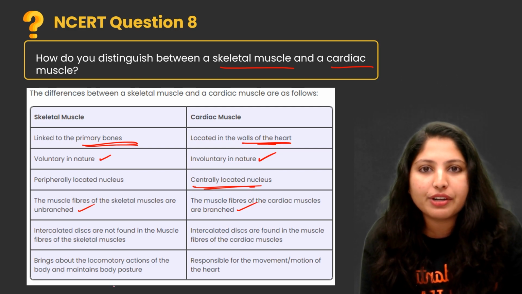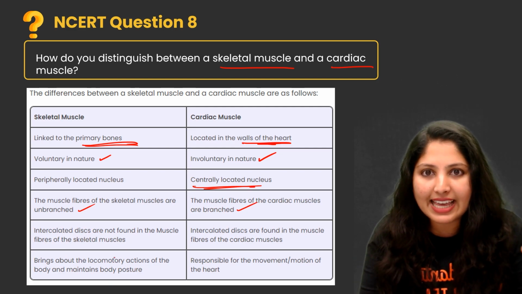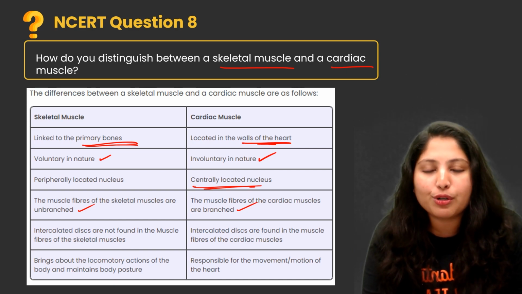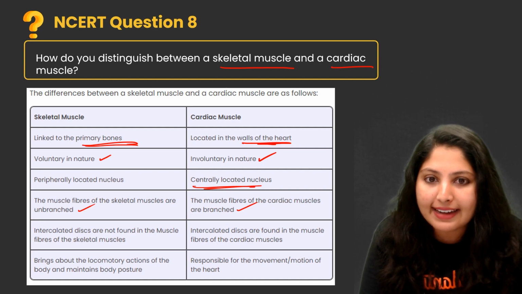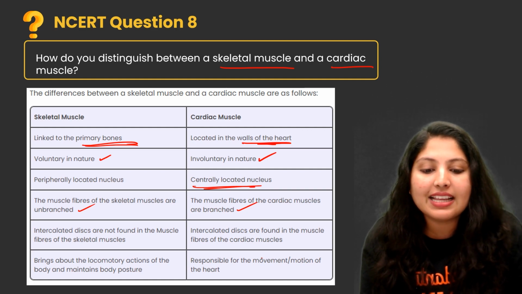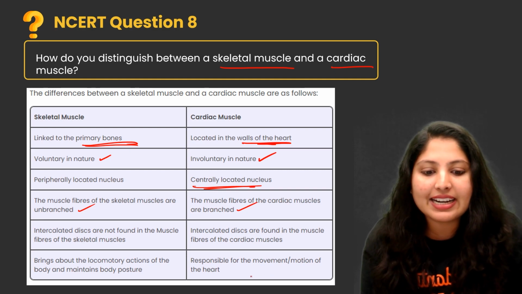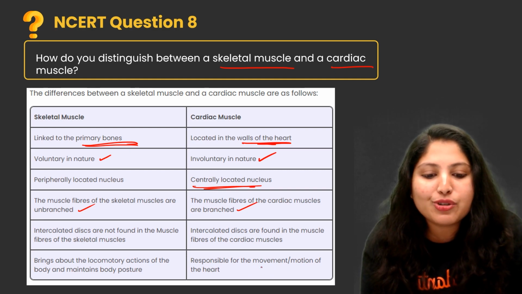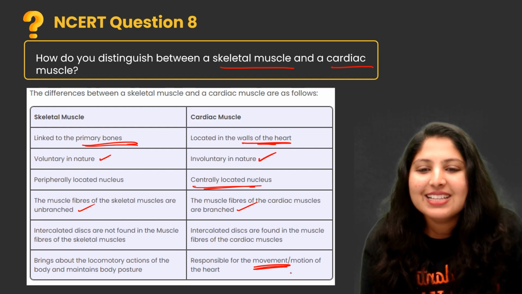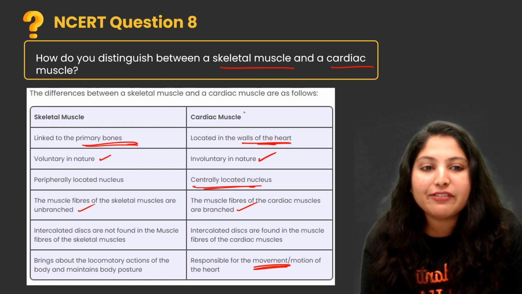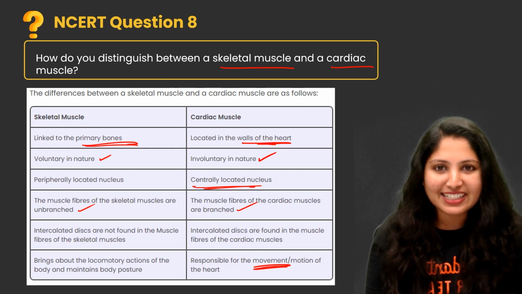Okay, next, brings about locomotion action of the body. So skeletal muscle helps in locomotion, by which we can move from one place to another place. But cardiac muscle is responsible for heartbeat. It shows only movement, no locomotion. Okay, so this is the difference between skeletal muscle and cardiac muscle.